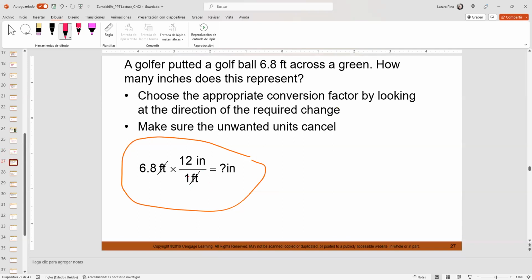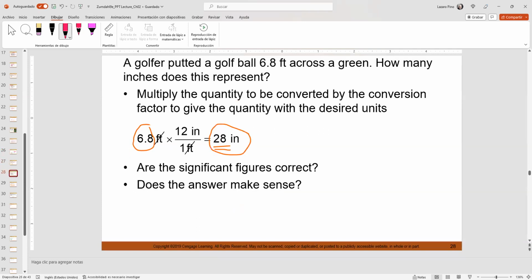You multiply, you cancel feet with feet, and then you get the answer 28. And why do you give only 2 significant figures? Because the given number has 2 significant figures. So the answer must also have 2 significant figures. Okay?